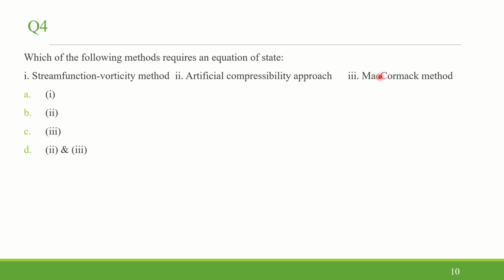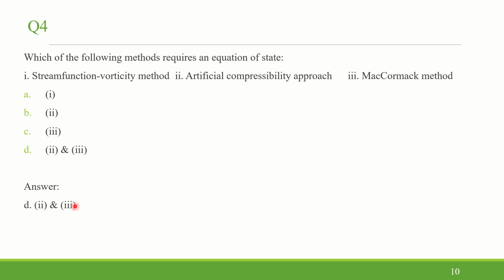So now we know that the right answer is option D, 2 and 3. Similar to how we do it in the compressible flow solution, we use the artificial compressibility approach and the MacCormack scheme to get the solution. So the answer is option D, that is 2 and 3.